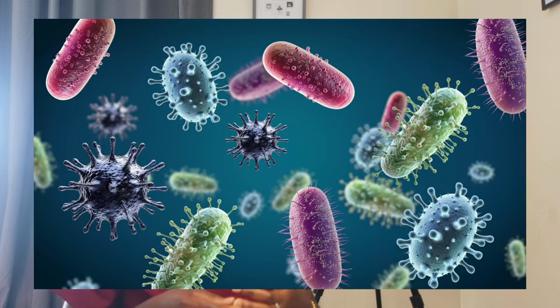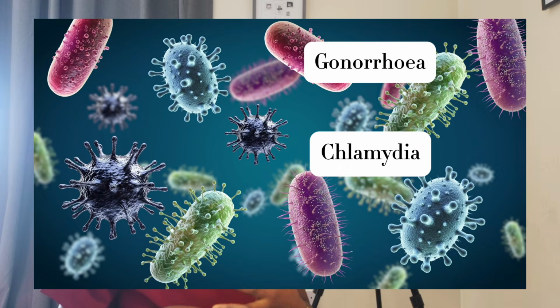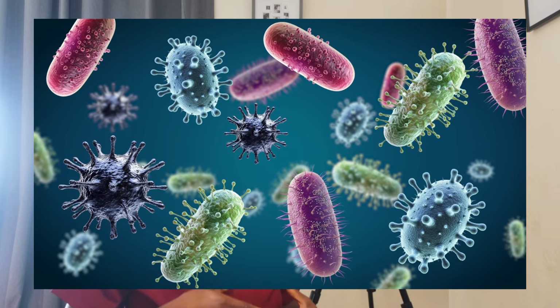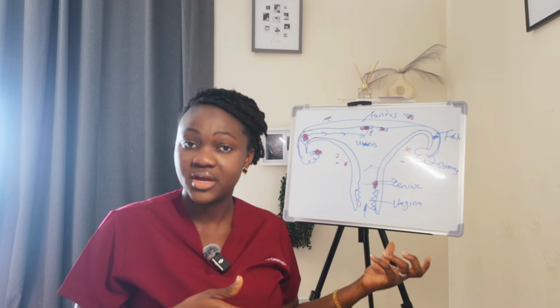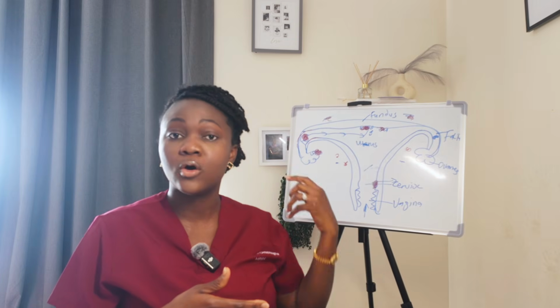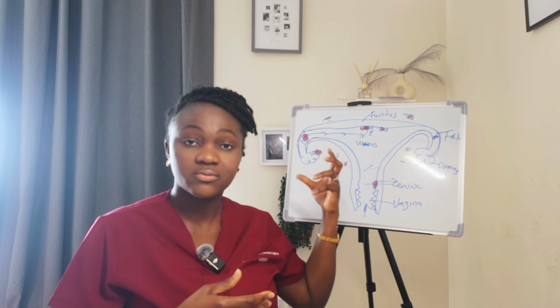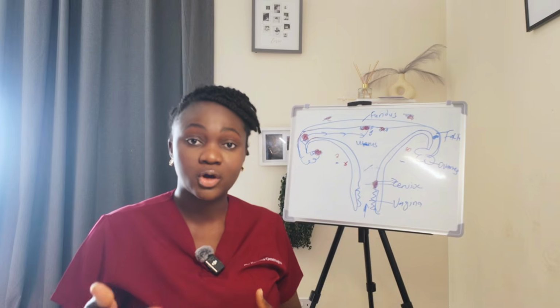So by STIs, we mean gonorrhea and chlamydia infections, which are usually ascending infections that start from the outer part of the pelvic area and go all the way up and can even get into the fallopian tubes, which is where the problem comes.